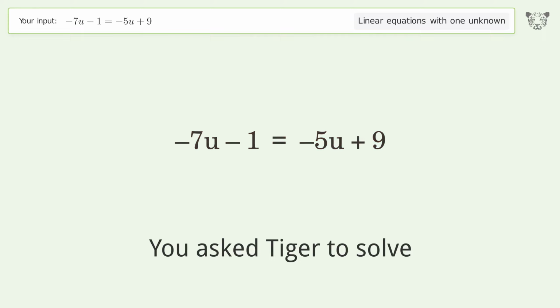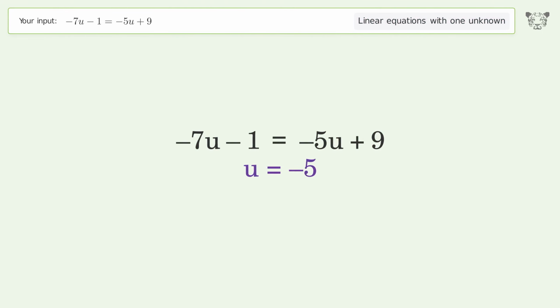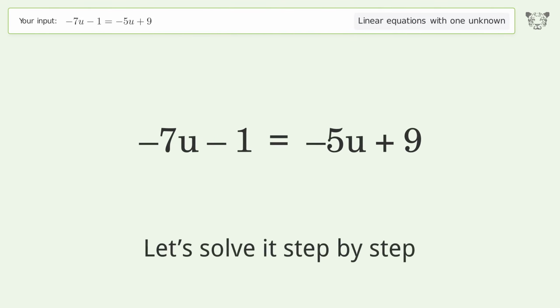You ask Tiger to solve. This deals with linear equations with one unknown. The final result is u equals -5. Let's solve it step by step.